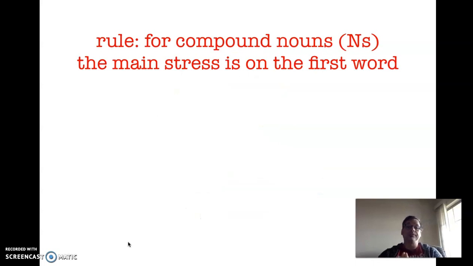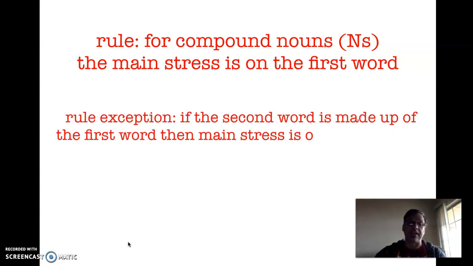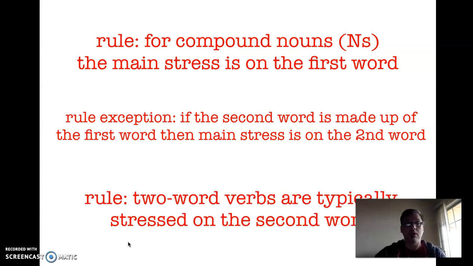So, our rules. For compound nouns, the main stress is on the first word. Football. The exception, if the second word is made up of the first word, paper towels, then the main stress is on the second word. Two-word verbs are typically stressed on the second word. Take out.